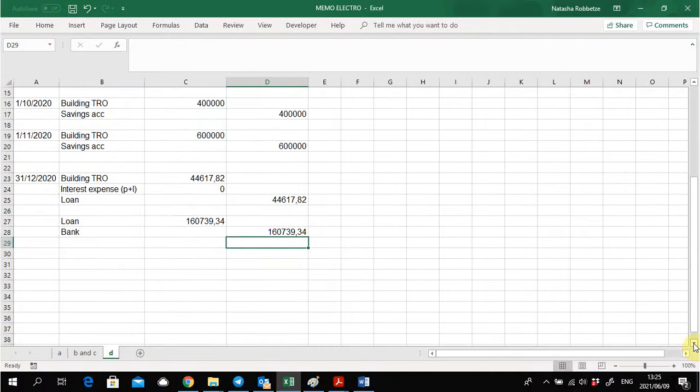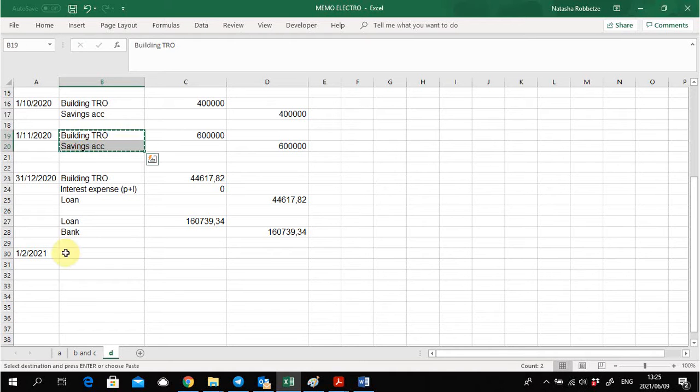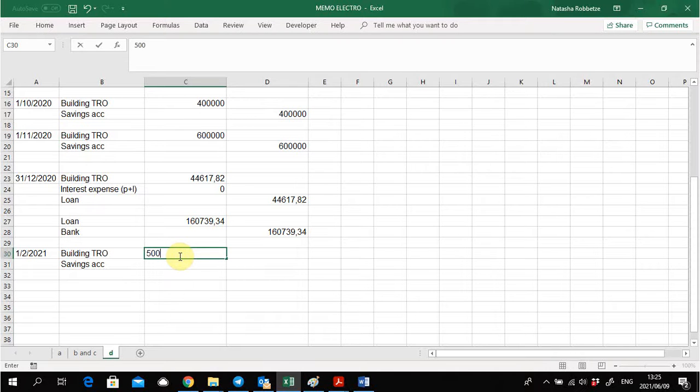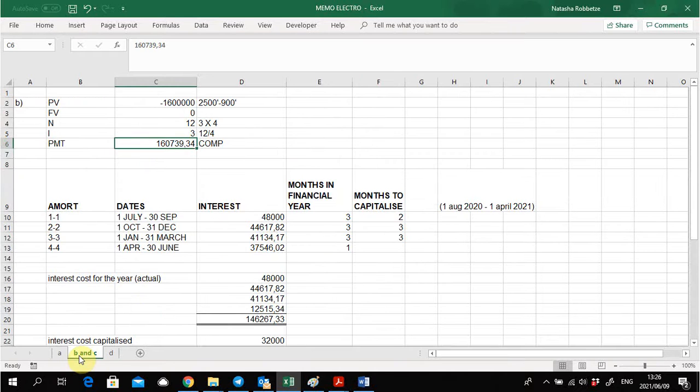All right, then the next entry I believe that we need to do is on the 1st of February. And on the 1st of February, we make a payment again, a progress payment. And the progress payment in February was 500,000. All right, thereafter, there should be a lapse of another 3 months by the end of March.